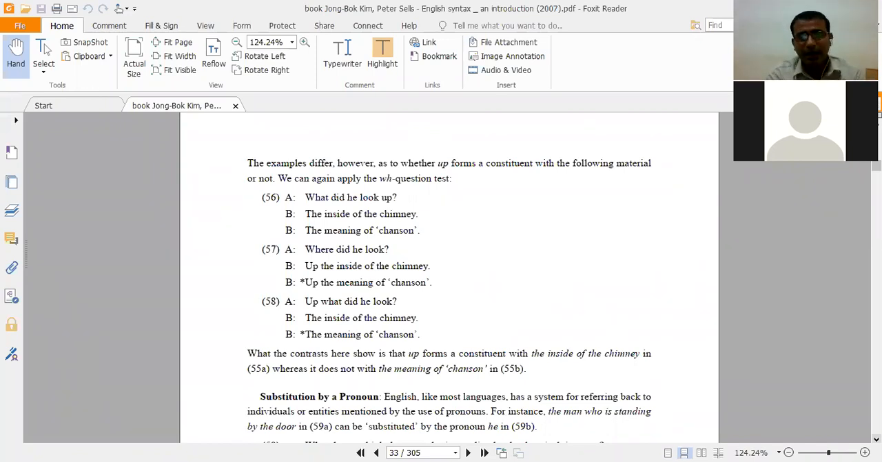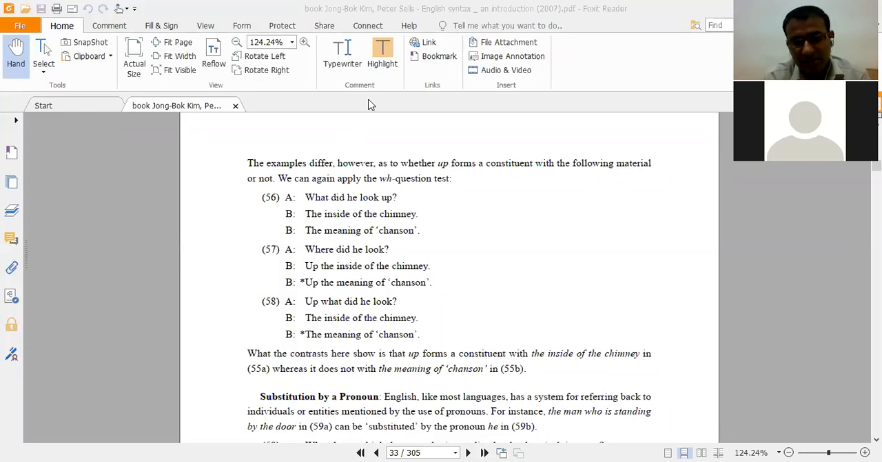We can again apply the WH question test. What did he look up? The inside of the chimney. What did he look up? The meaning of Jansen. Where did he look? Up the inside of the chimney, but not up the meaning of Jansen. Up what did he look? The inside of the chimney, but not the meaning of Jansen.